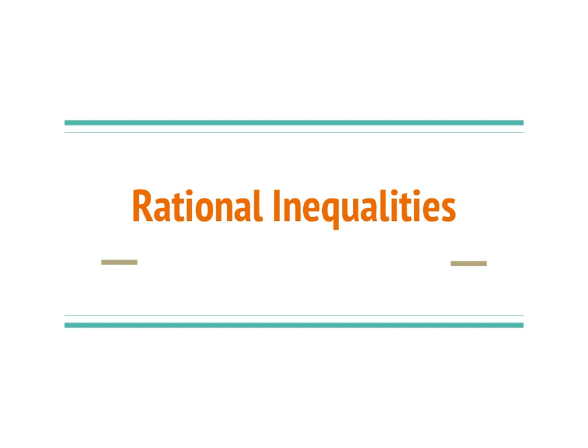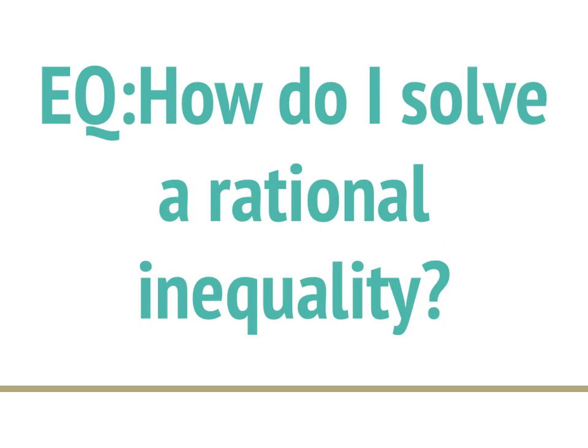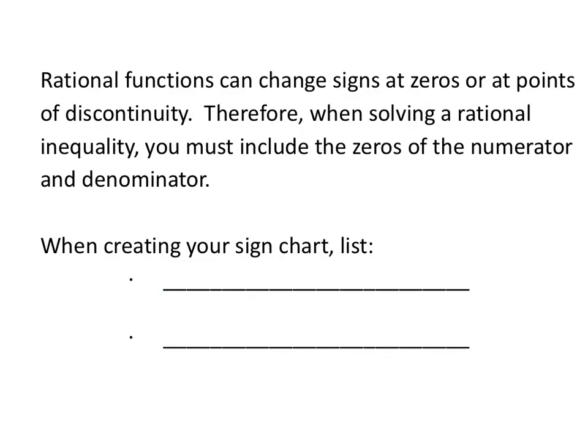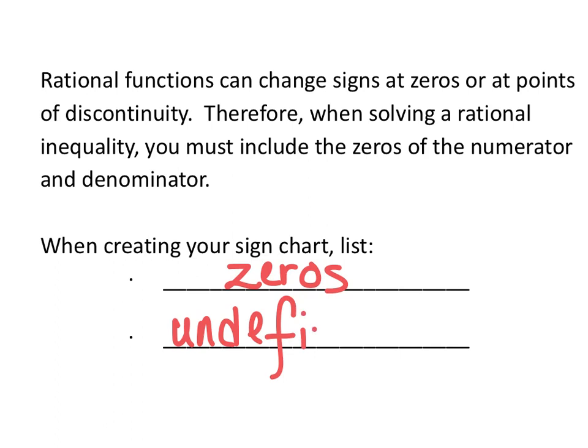In this lesson, we're going to learn how to solve rational inequalities. Rational functions can change signs at zeros or at points of discontinuity. Therefore, when you're solving a rational inequality, you must include the zeros of the numerator and the denominator when you're making your sign chart. So, as you set up your sign chart, you're going to need to find your zeros and, of course, any undefined values.